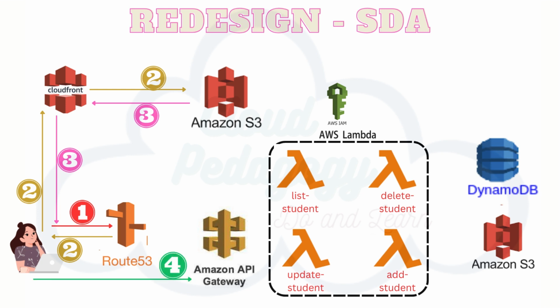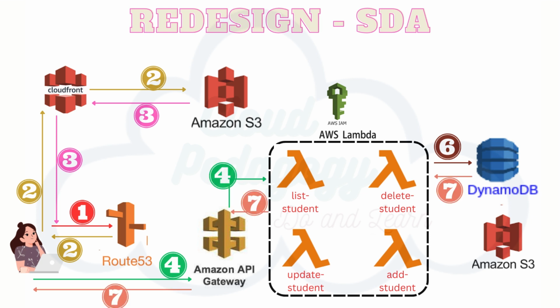So the API call to load all the students would be made and it would hit API Gateway first. API Gateway would validate the request and then trigger the backend Lambda function. The Lambda function would then send an API call to DynamoDB to query the students in the table. And then it would return that data to API Gateway, which would then be returned to the JavaScript, which finally would be rendered on the page.